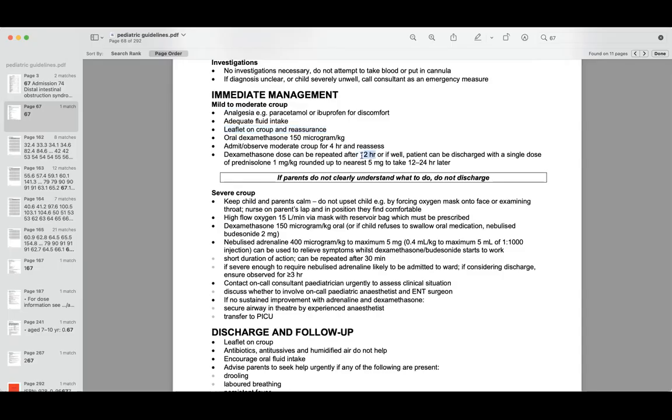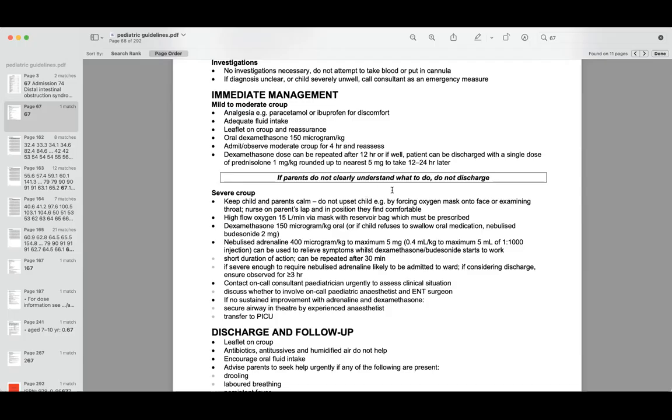This is what I'm telling. If the child is admitted and is there with you in the hospital, repeat after 12 hours. But if well and the patient can be discharged, then you have to discharge with a single dose of prednisolone 1 mg per kg, rounded up to the nearest 5 mg, to be taken 12 to 24 hours later. So either you admit and repeat dexa after 12 hours, or when you discharge, you ask the patient to take it after 12 hours. Give prednisolone to them.